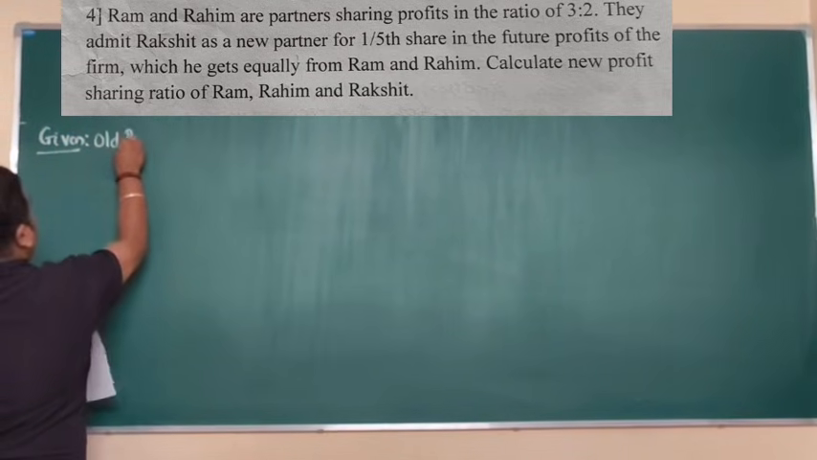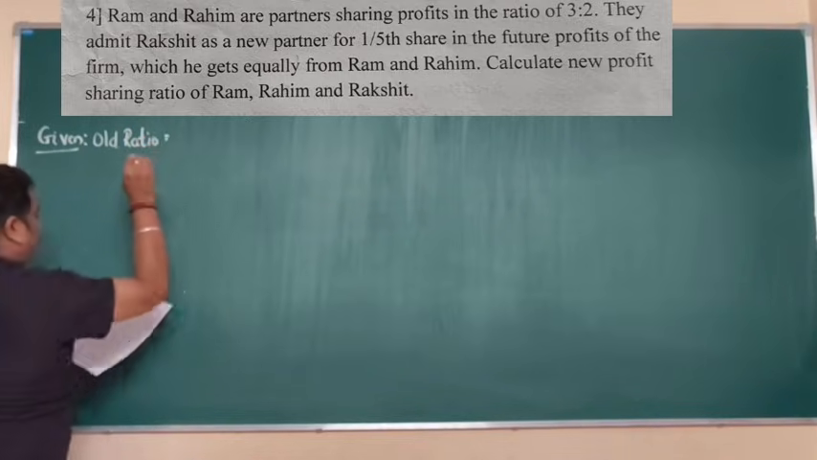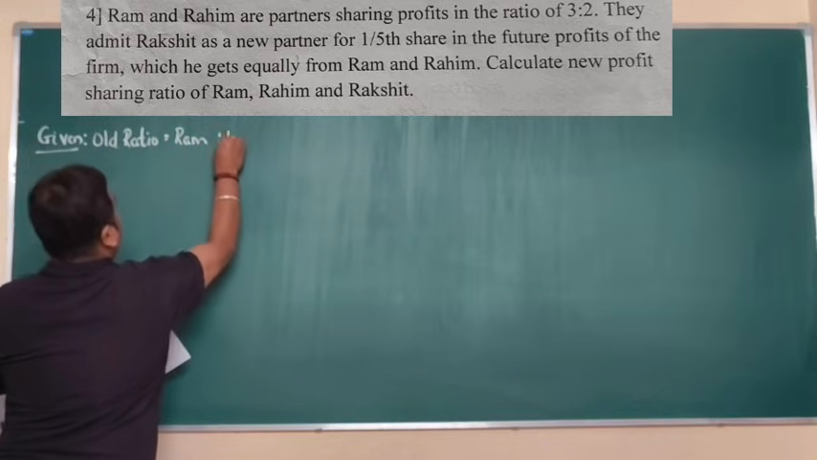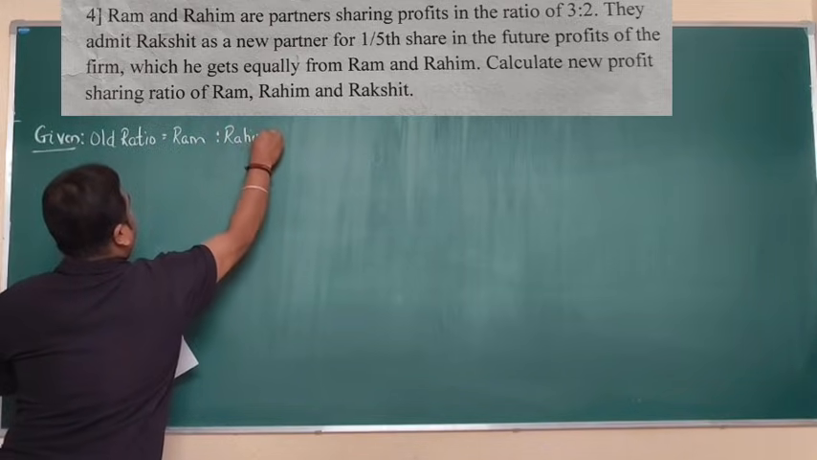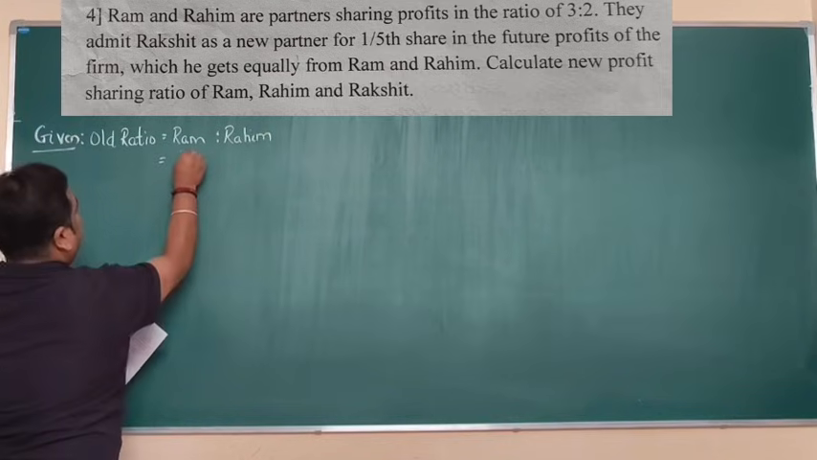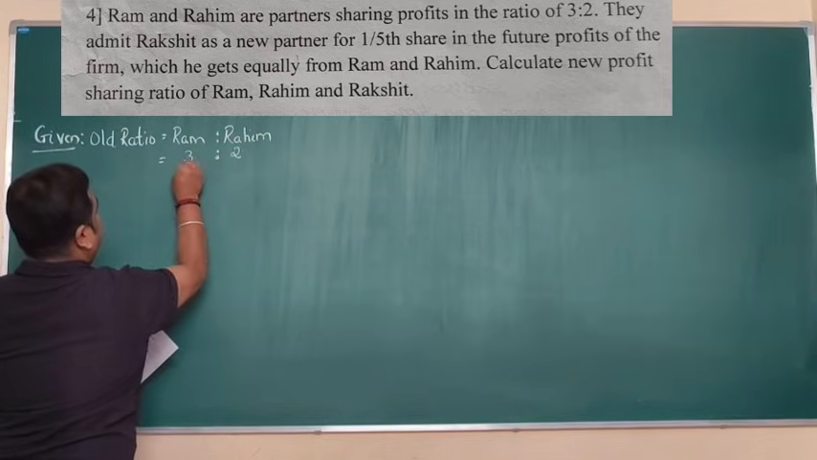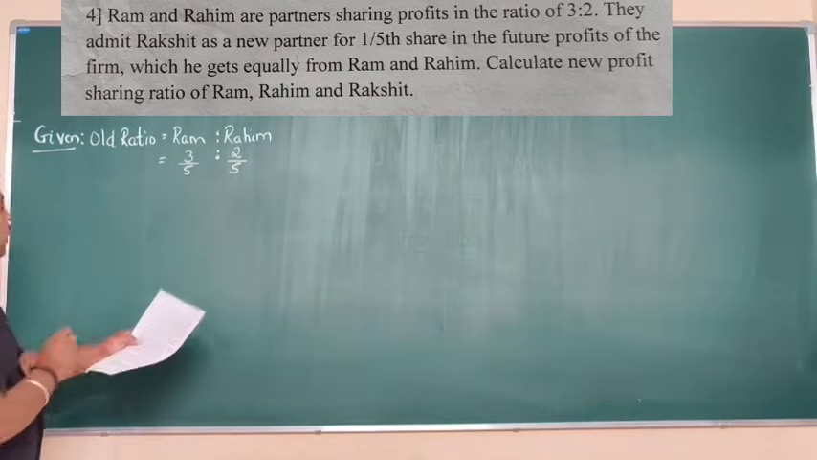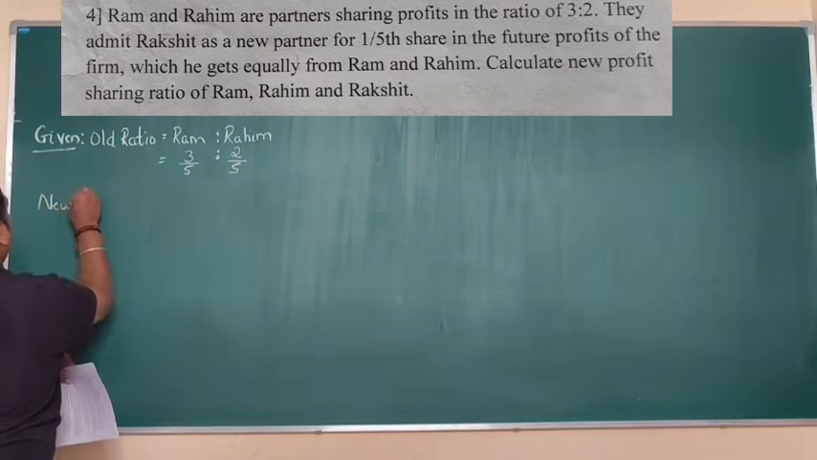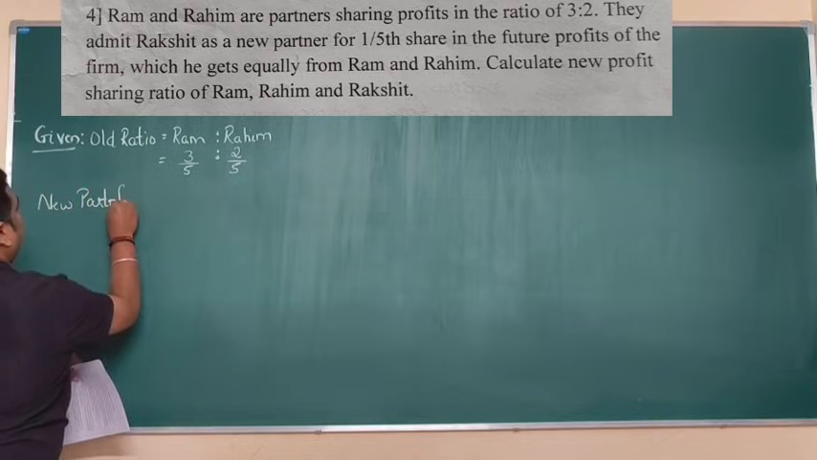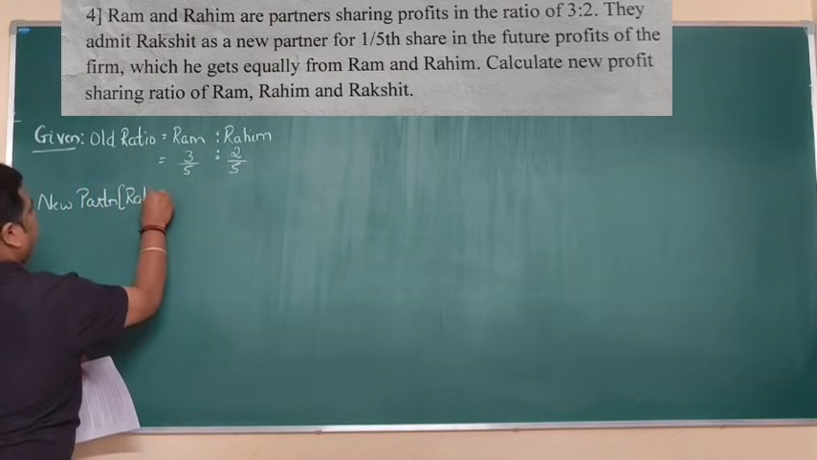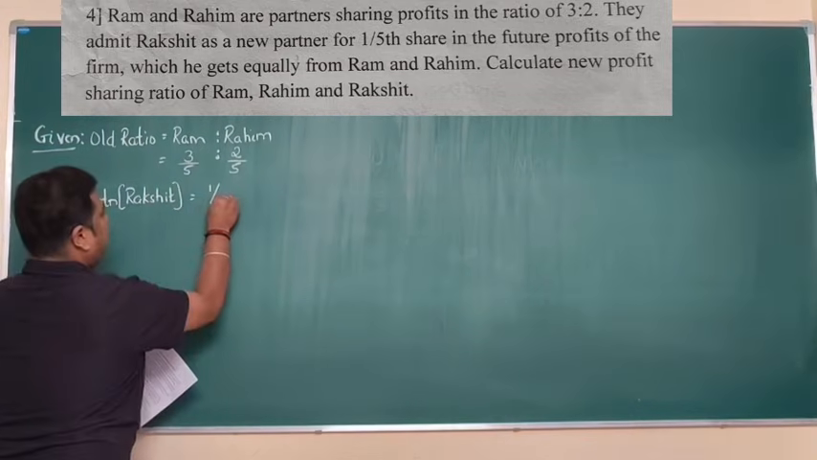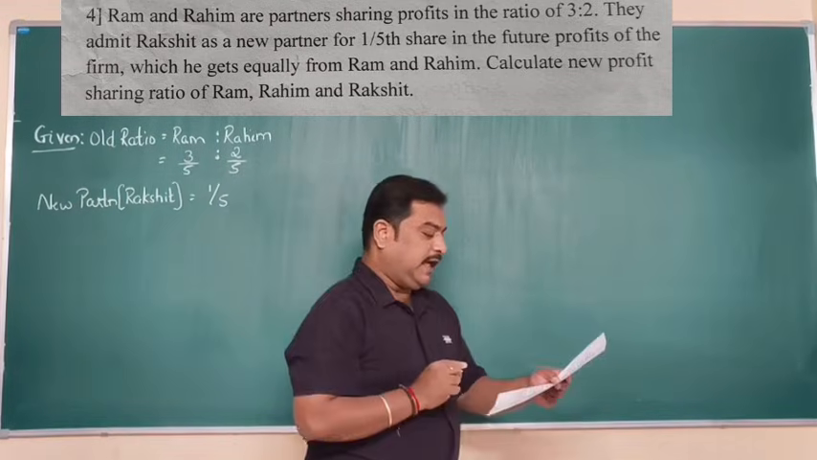Given, old ratio. Old ratio is equal to, who are the old partners? Ram is to Rahim. What is their old ratio? 3 is to 2. That is 3/5 and 2/5. Who is the new partner? New partner is Rakshit. What is the new partner share? 1/5.